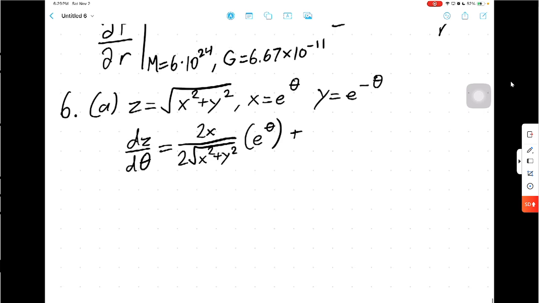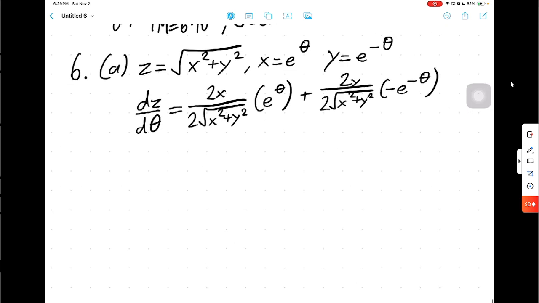And then we get a very similar thing, but for y. And the derivative of e to the negative theta is negative e to the negative theta. So we get x e to the theta over root x squared plus y squared minus y e to the negative theta over root x squared plus y squared.